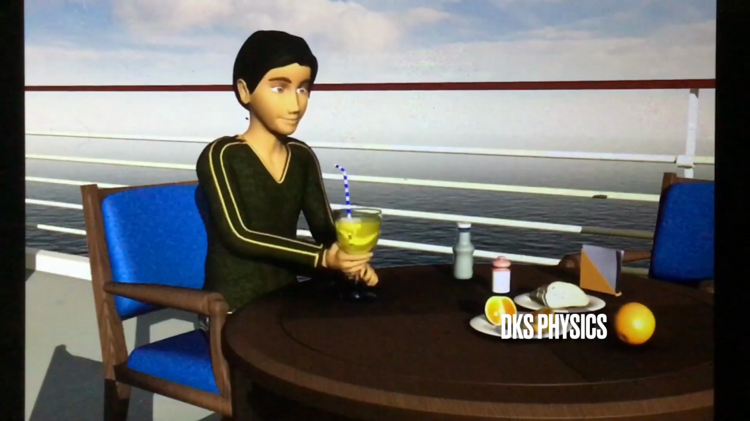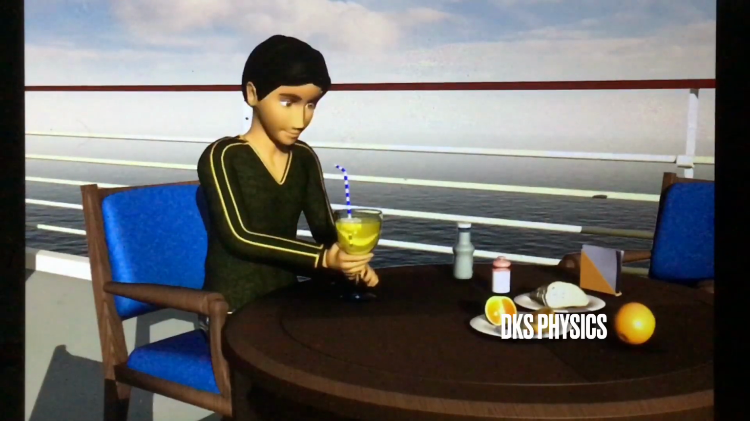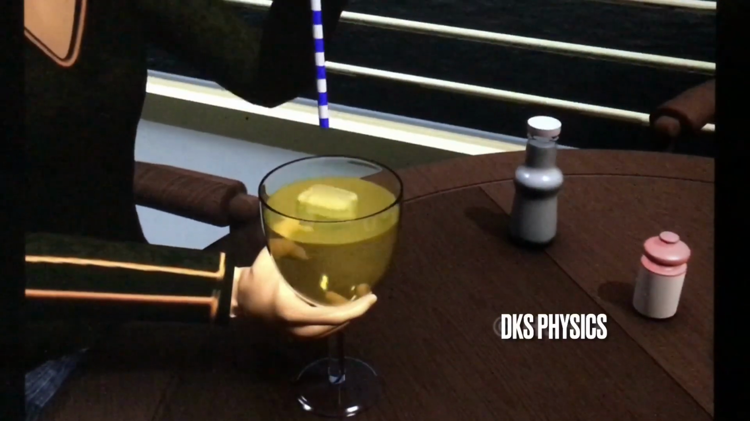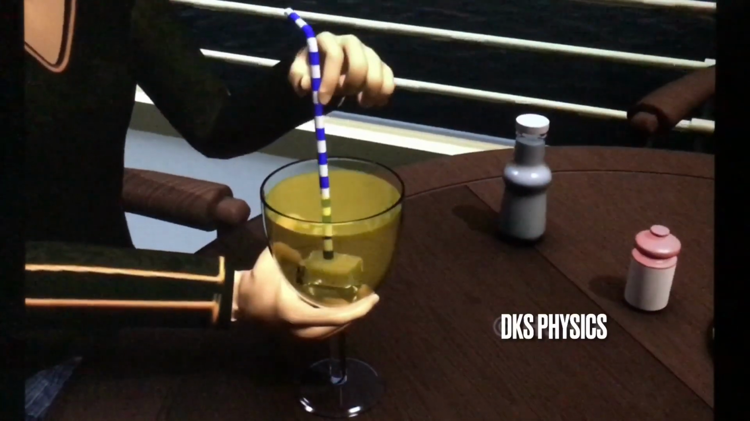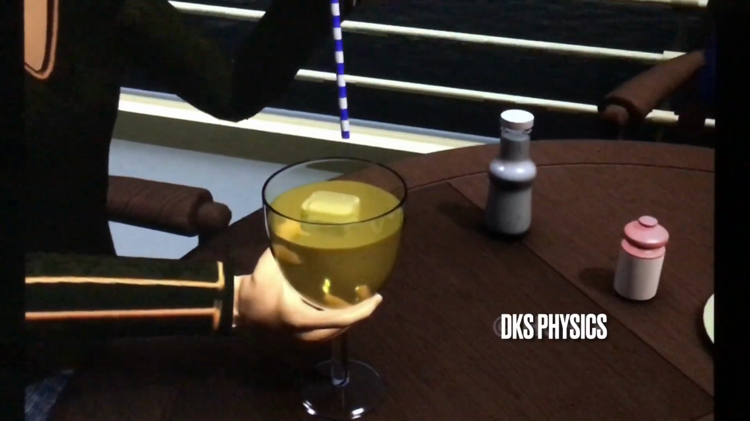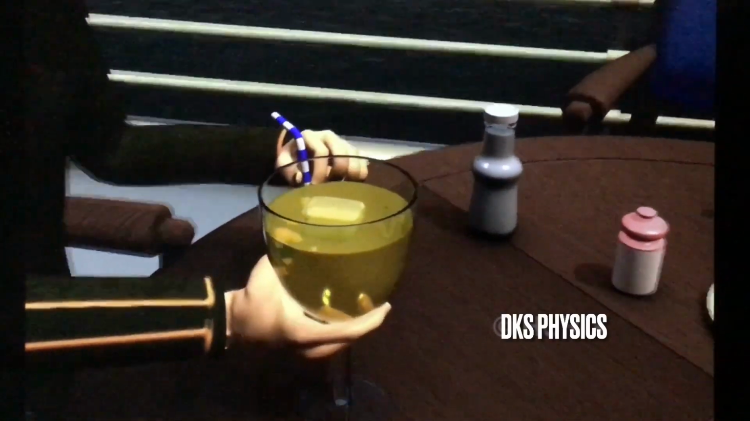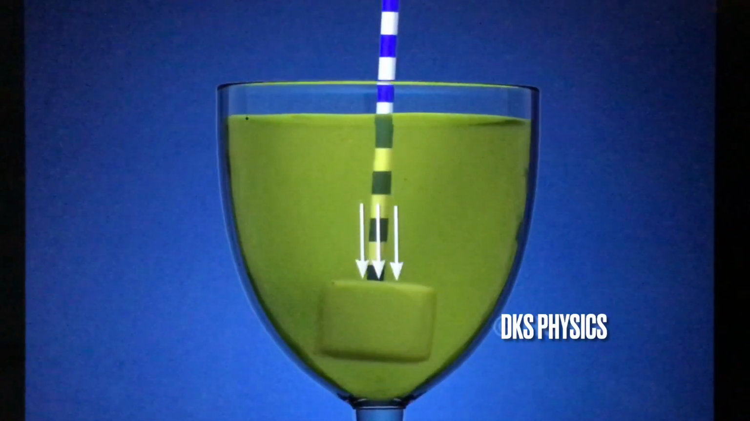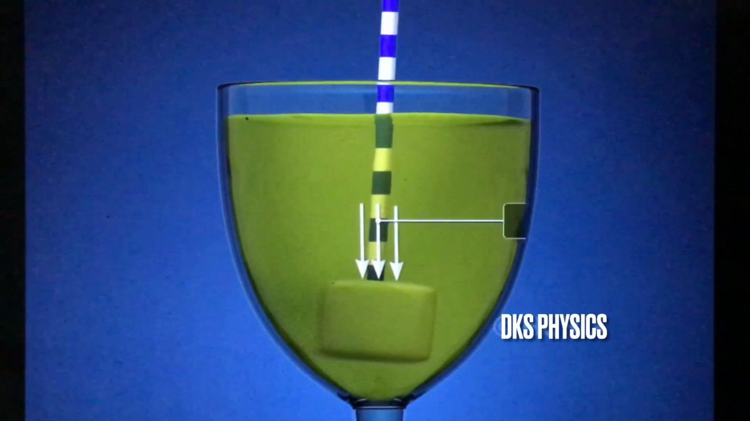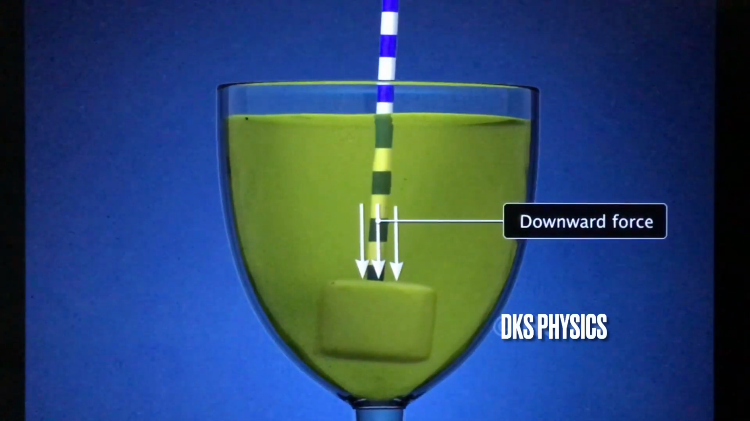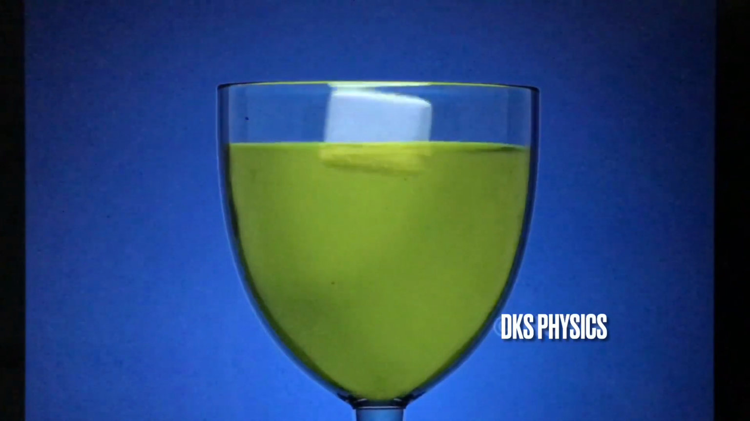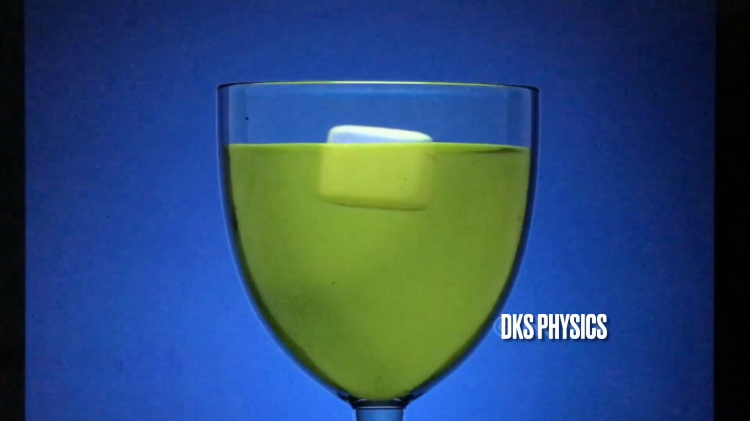Sam is still wondering about the crate that didn't sink. He observes a similar thing happening to the ice in his soft drink. When Sam pushes the cubes down with the straw, he applies a downward force on the cubes. As soon as this force is released, the cubes move back up.